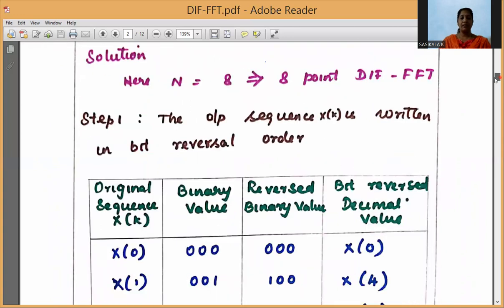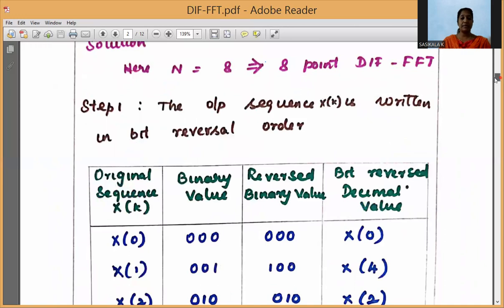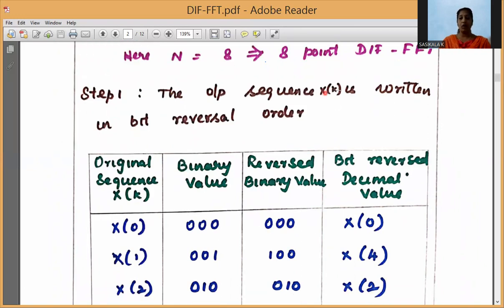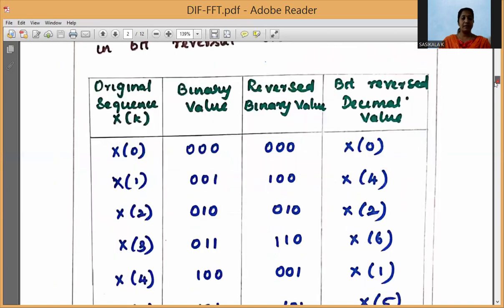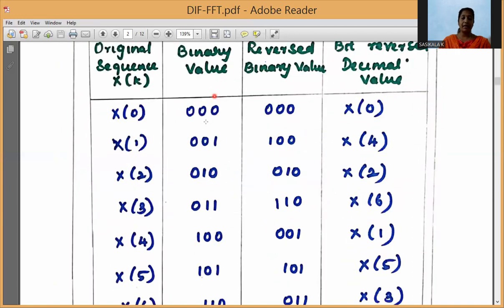Step 1 is, we know that the input sequence is written in the original order, whereas the output sequence should be written in the bit reversal order. So this capital X of k is the output sequence. So this should be written in the bit reversal order. So since we have 8 inputs, we need 3 binary values to identify those 8 inputs. So here we have used this 8421 code.